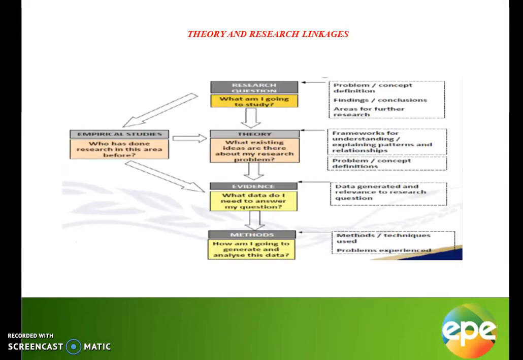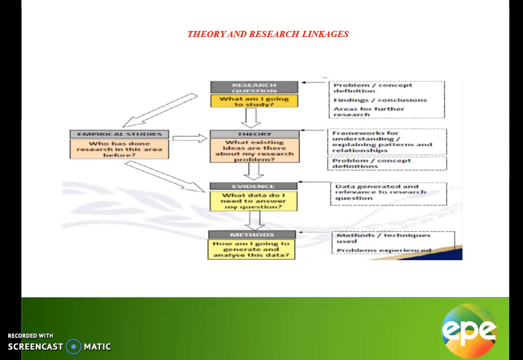Now, what is the linkage between theory and research? This is an important point to elaborate upon. And what do you need to understand here? Here you are looking at the research questions of the study. You are looking at the theory, which the study is focused on. You are looking at the evidence you've gathered, and you are looking at the methods that you want to use in explaining what is going on.